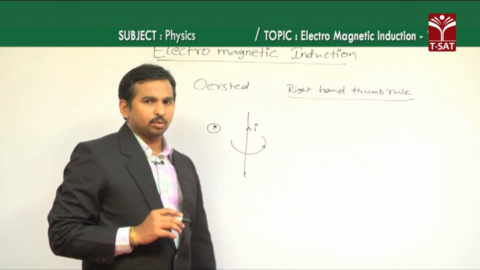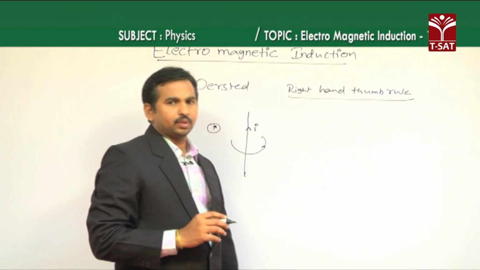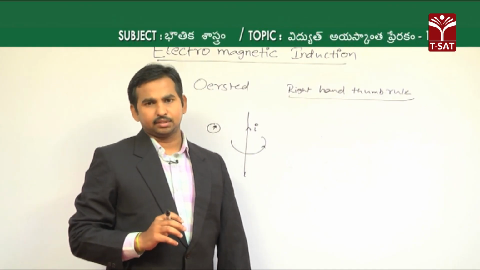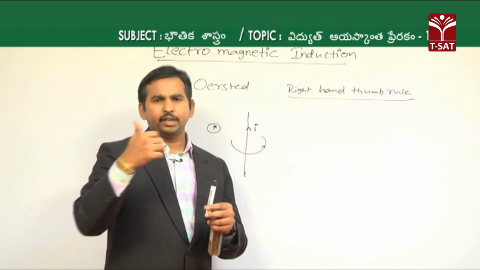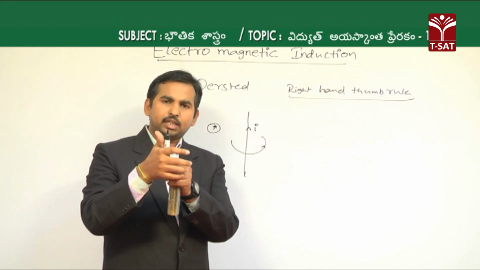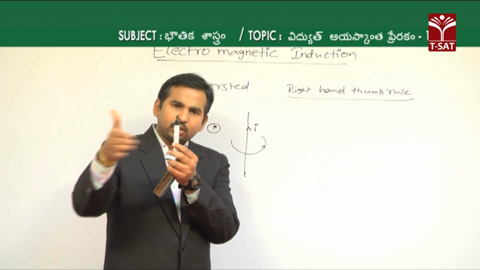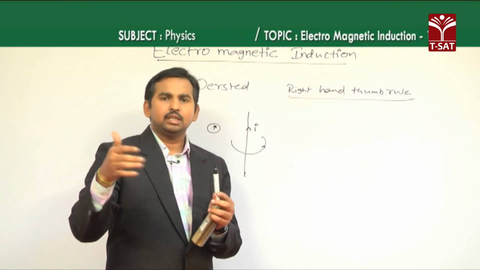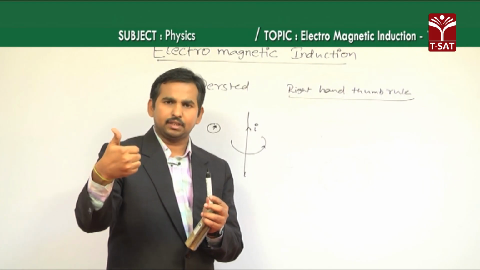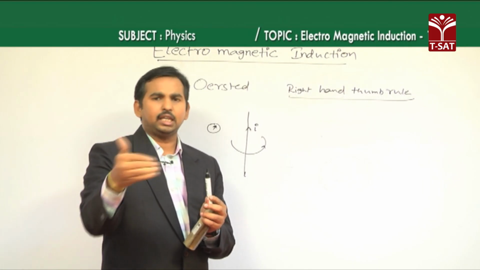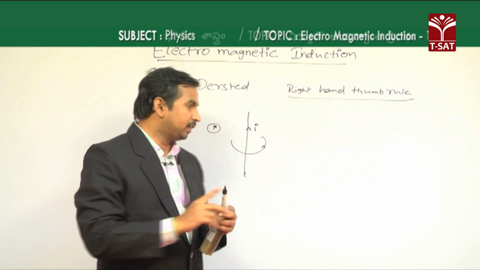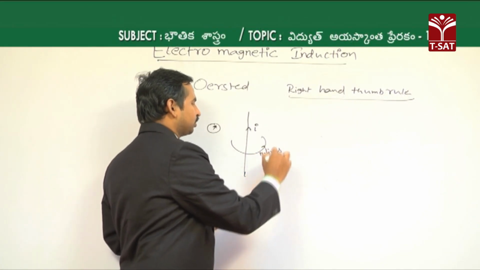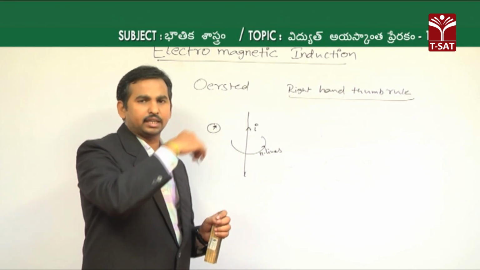So the right hand thumb rule is, if you take this current carrying wire into your hand, and point the thumb in the direction of the current, then the direction in which we curl the fingers to hold that conductor gives you the direction of the magnetic lines of force. So the magnetic lines of force are like this around that current carrying wire.